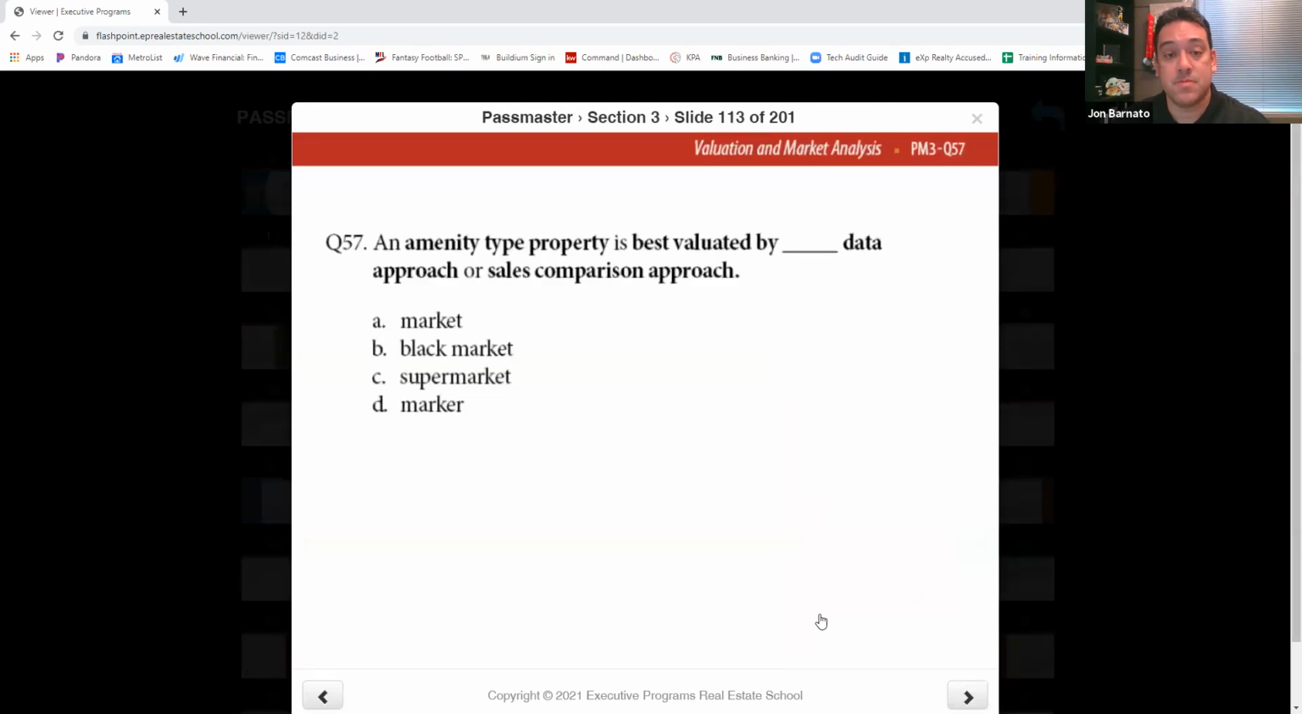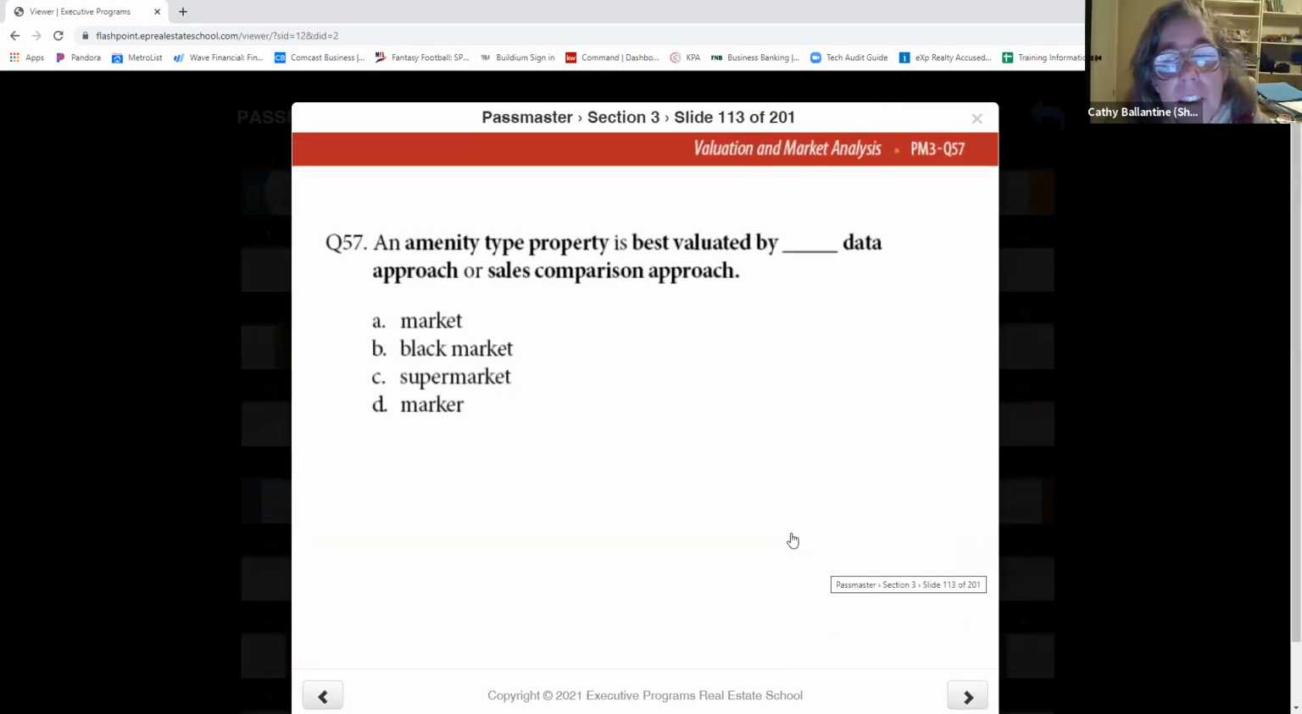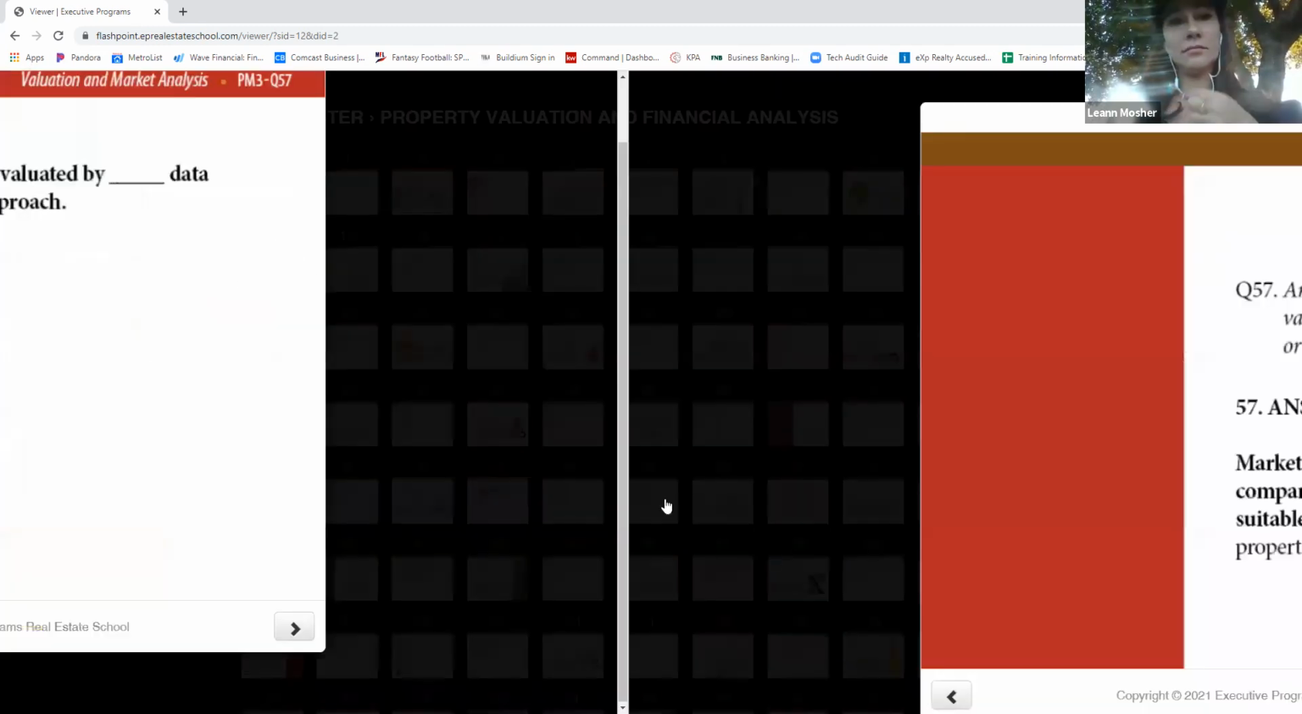So, oh my gosh. An amenity type property is best evaluated by blank data approach or sales comparison approach. A. No, black market. You're wrong. Sorry.